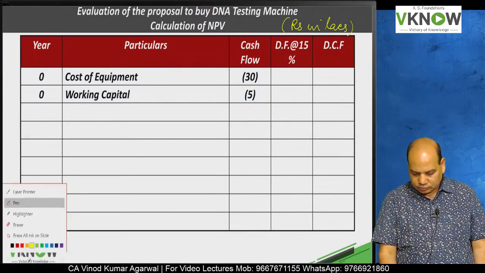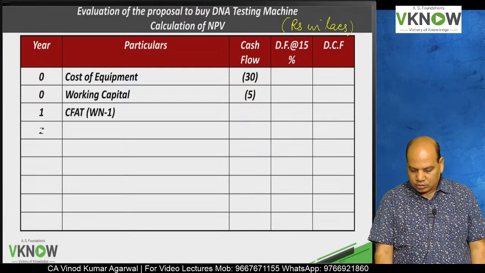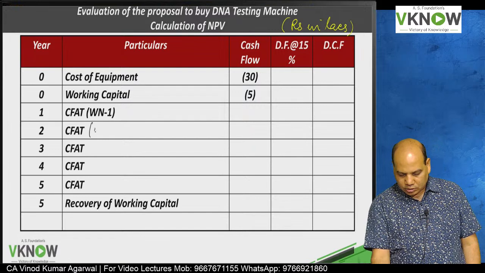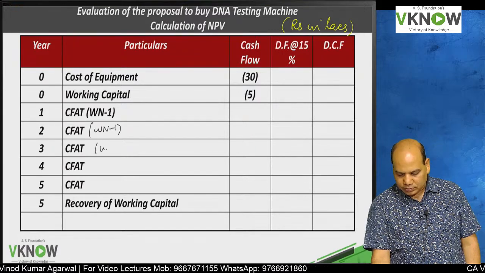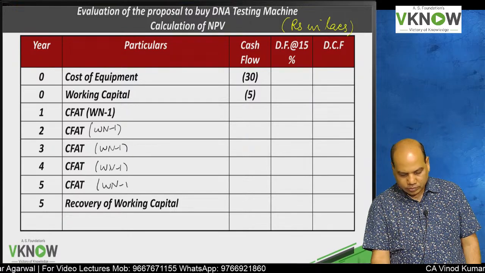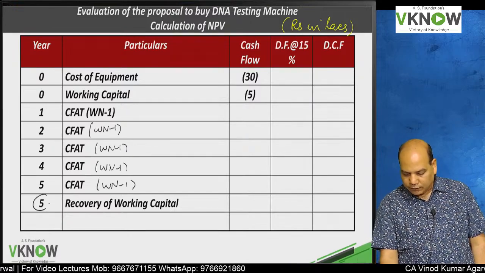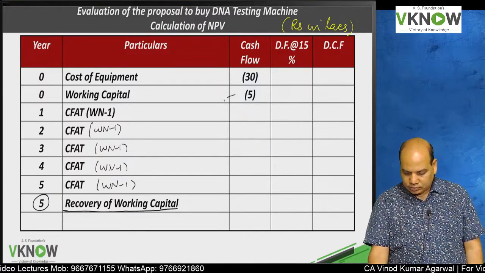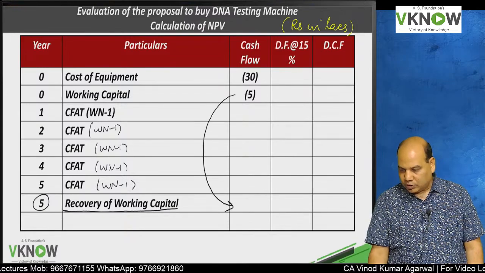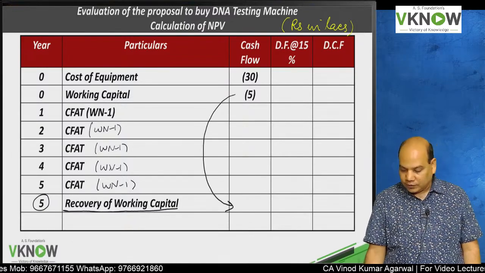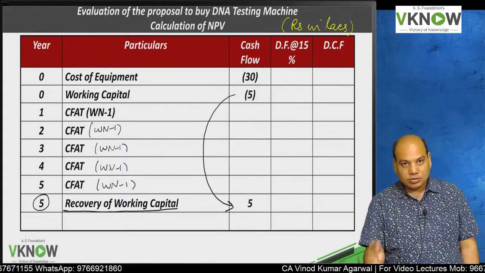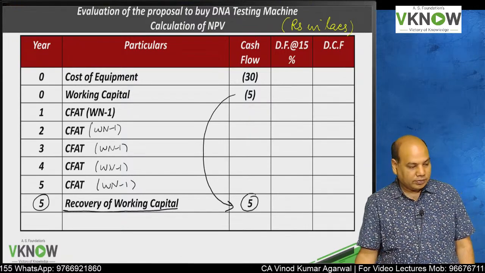After that, write down CFAT for 5 years, and the source of the answer will be working note 1. Then in year 5, recovery of working capital. This working capital will be recovered in year 5 and the amount is 5. Now there are two answers possible here.